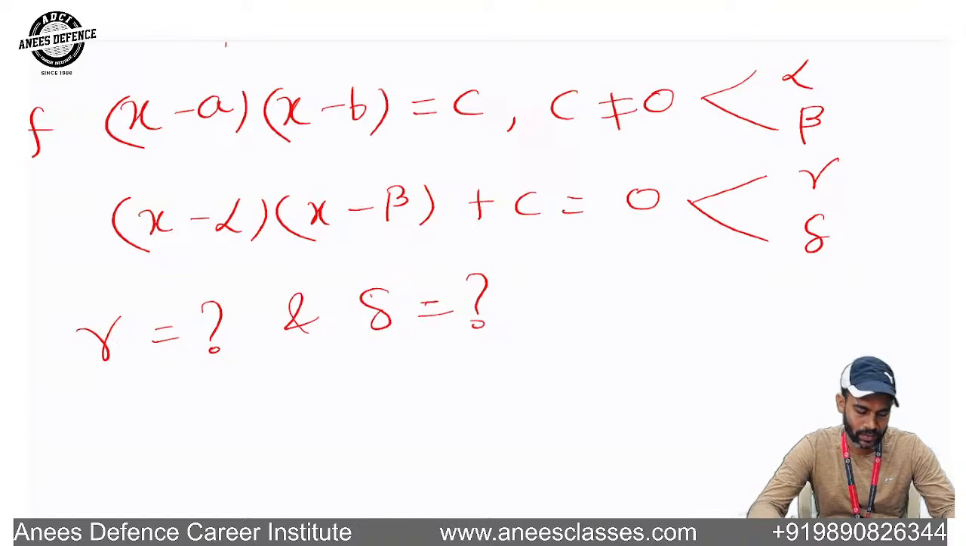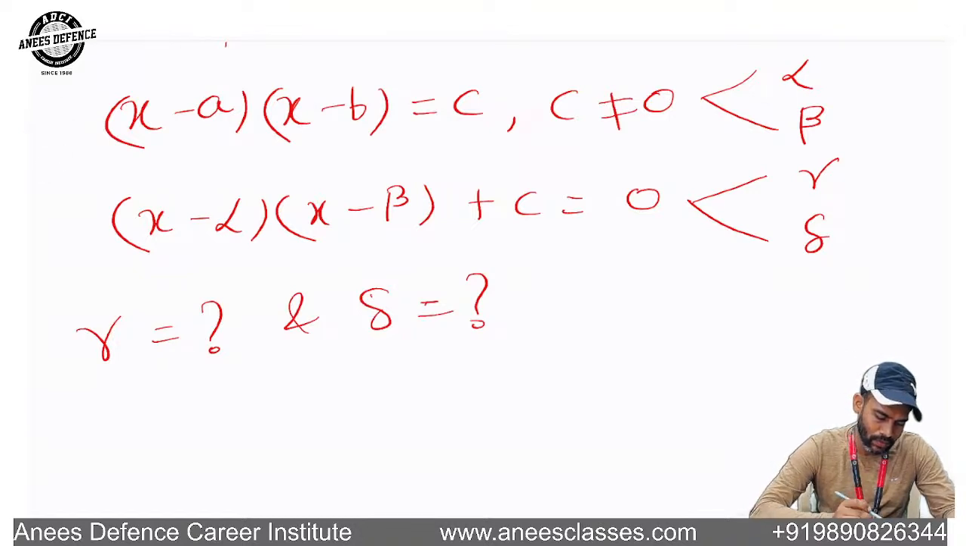The question is, x minus a into x minus b is equal to c, when c is not equal to 0. This particular equation is having roots alpha and beta, and you are supposed to find out the roots of the equation x minus alpha into x minus beta plus c is equal to 0.